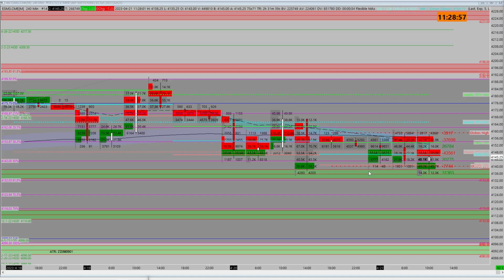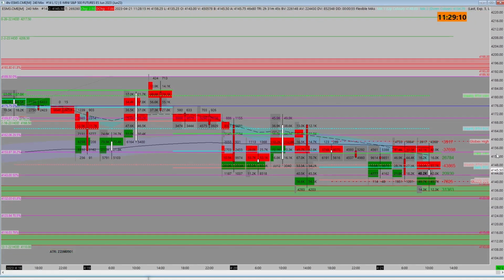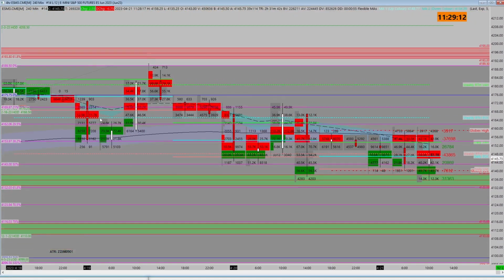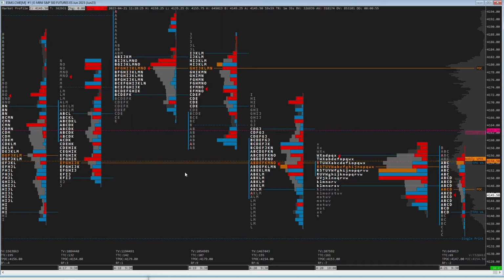This is a 4-hour footprint chart. This is transacted volume, so this is all the contracts going through the tape on the E-mini. That's why I call footprint charts the tape. I watch the tape. Now, when I'm executing, I'm not using a 4-hour, but remember, we're talking about my daily plan. And my daily plan always starts here with the TPO charts.